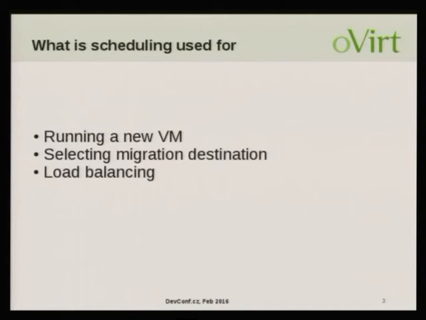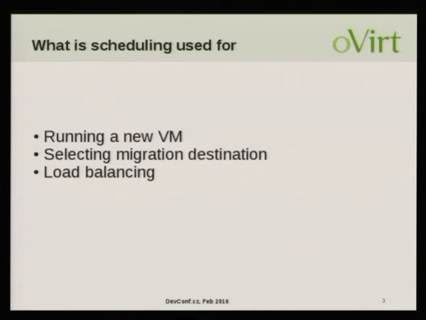So what is scheduling used for in basically any distributed system? When you have virtual machines and you have physical hosts, you need to select the host that will get the actual virtual machine when you want to start it. You have 50 hosts with different load, different capabilities, and you have a VM that has certain requirements, and you need to figure out where to start the VM.